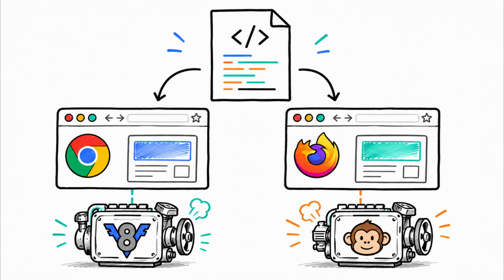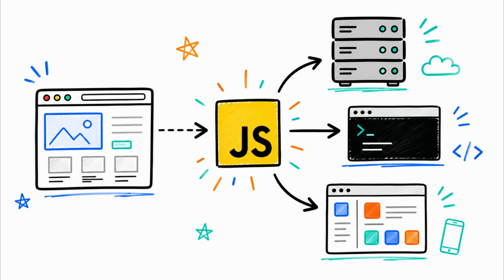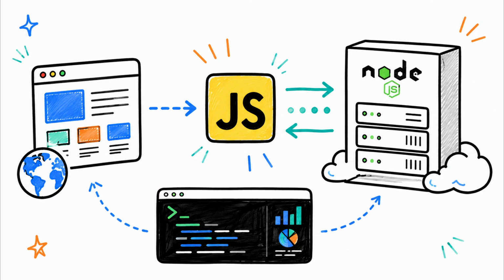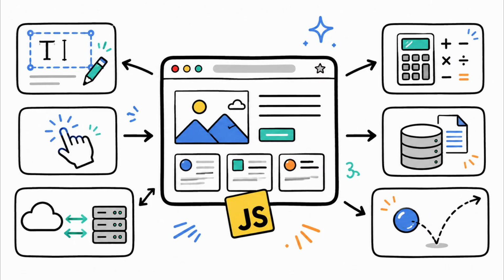JavaScript usually runs inside a web browser such as Chrome, Firefox, Safari, or Edge. These browsers contain JavaScript engines that read the code and execute its instructions. But JavaScript is no longer trapped inside the browser. Thanks to environments such as Node.js, developers can also use JavaScript on servers and computers. That means it can be used to build backend applications, command line tools, desktop software, mobile apps, and much more. What JavaScript can do depends on where it is running.